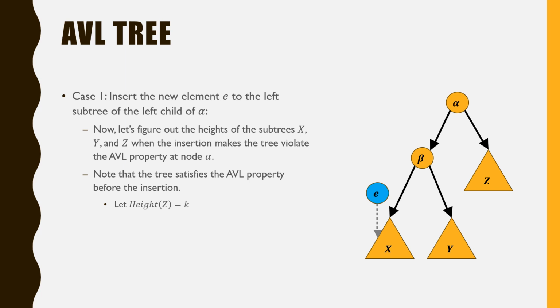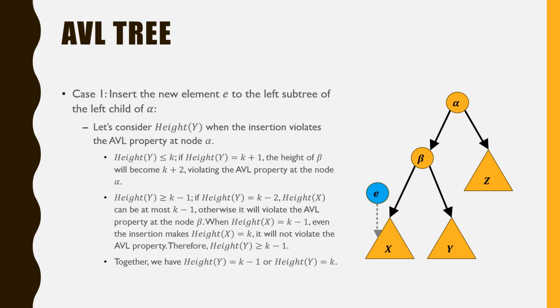Based on this information, we can infer the heights of the subtrees x, y, and z prior to the insertion. Without loss of generality, denote the height of z as k. Now, we claim that y's height can only be k or k minus 1.